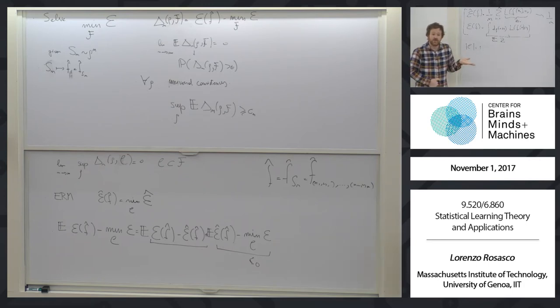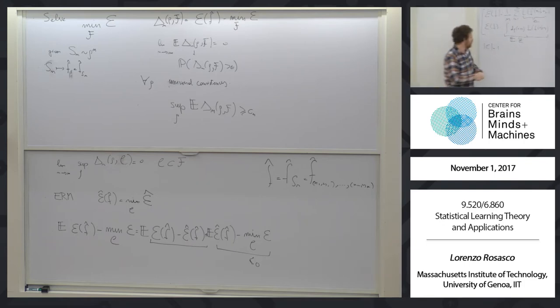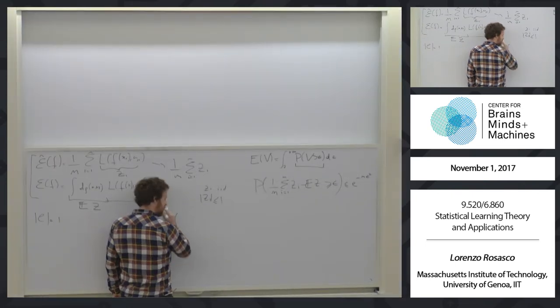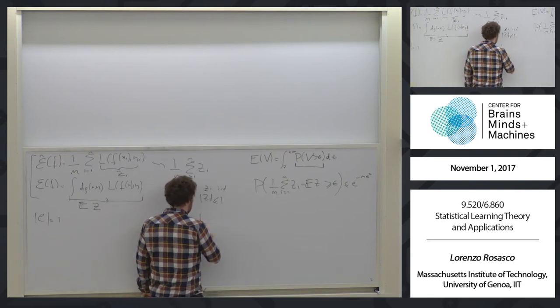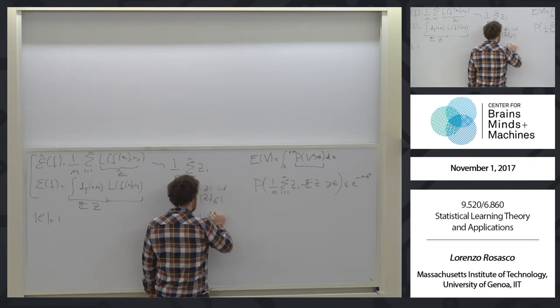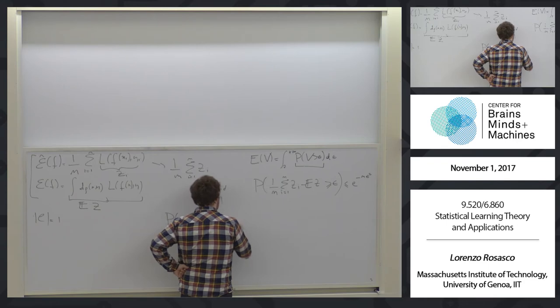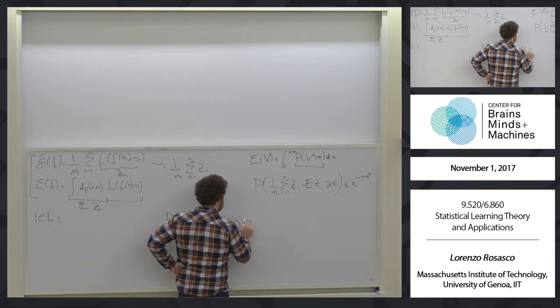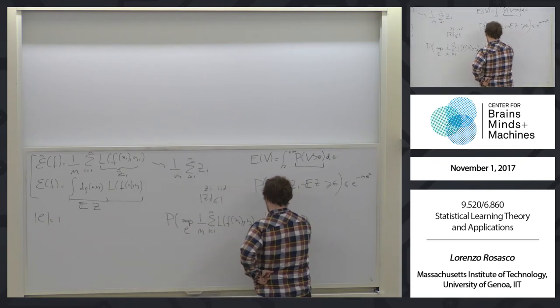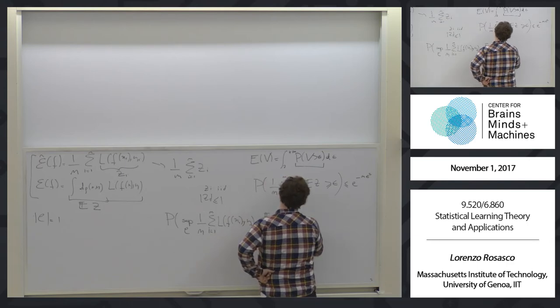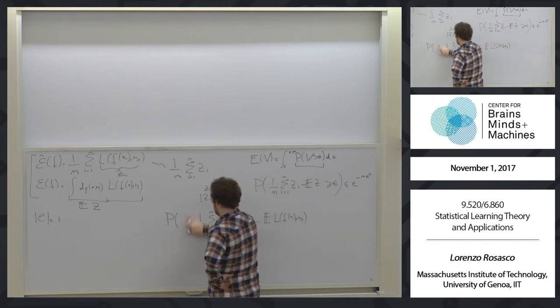What if it has two values? What if I have two possible functions? Then it means that I have to control this quantity for both functions, and I can do it. We want to start to consider a quantity like this. So I'm going to write exactly the quantity I want to control, which I wrote a bunch of times. It's just the empirical average minus the expectation.